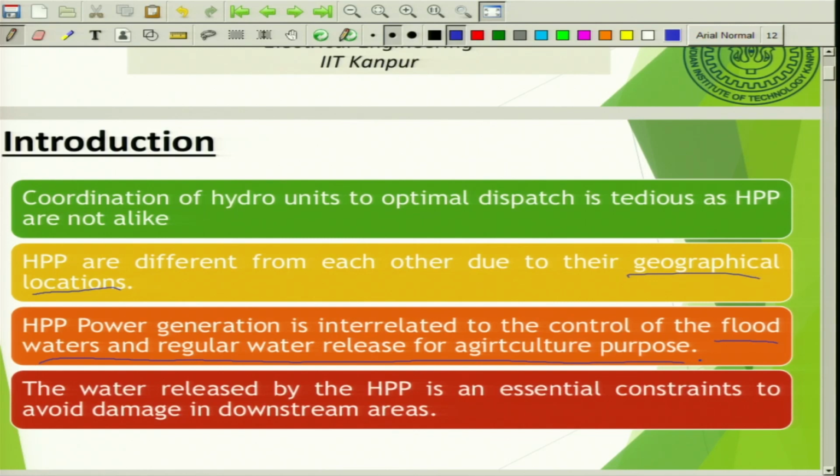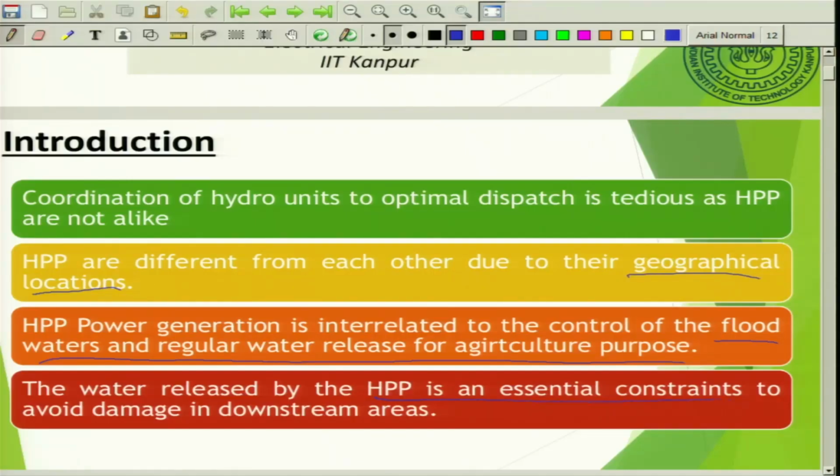So the constraints need to be met while we also optimally utilize the hydro resource for the power generation. The water released by the hydro power plant is an essential constraint to avoid damage in downstream areas also. Let us say you want to have maximum generation using a hydro power plant. So you release a lot of water, and that should not lead to any flood in the downstream areas, and they may get affected. So that should not be done.